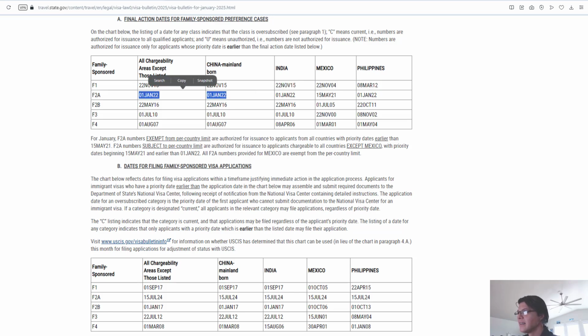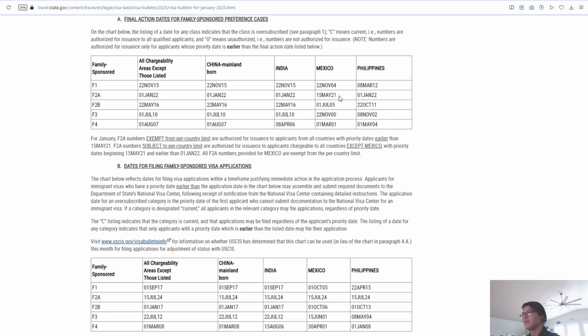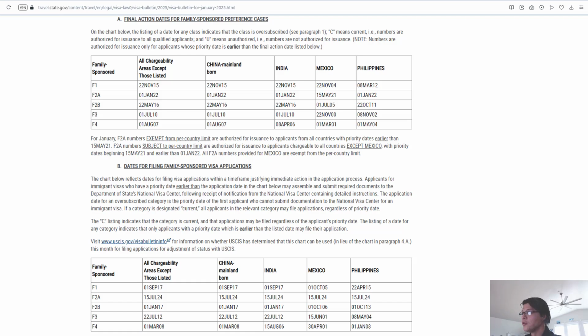No movement at all for F2A for all chargeability, no movement for China. No movement for India. There is movement for Mexico, however, from April 15, 2021 to 15 May. So April, May, so 1 month's movement for Mexico. This is exactly what I was just talking about. You see, sometimes other chargeability areas move further and no movement on all chargeability. Sometimes it's the other way around. So for F2A, looks like good news for Mexico, and no news for Philippines.